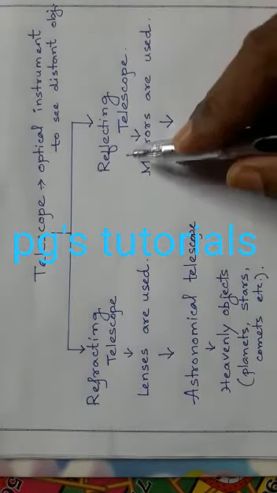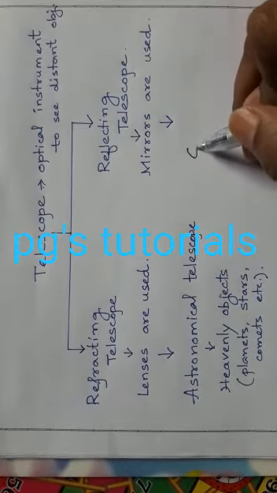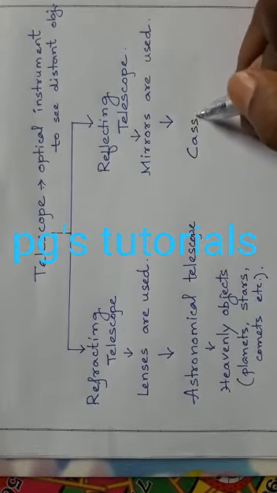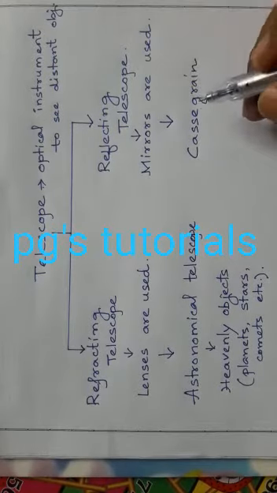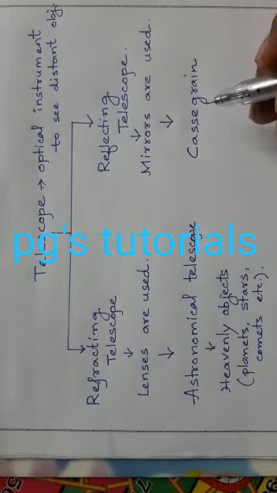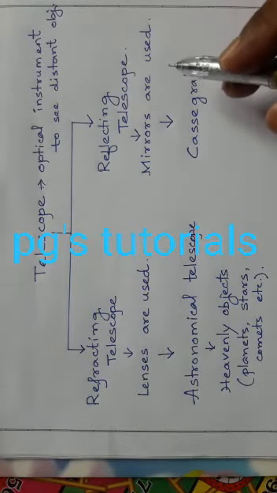There are different types of reflecting telescope also, but in your syllabus you have Cassegrain telescope. There is another telescope called Newtonian telescope, that is also a reflecting telescope. Now let us learn about astronomical telescope.